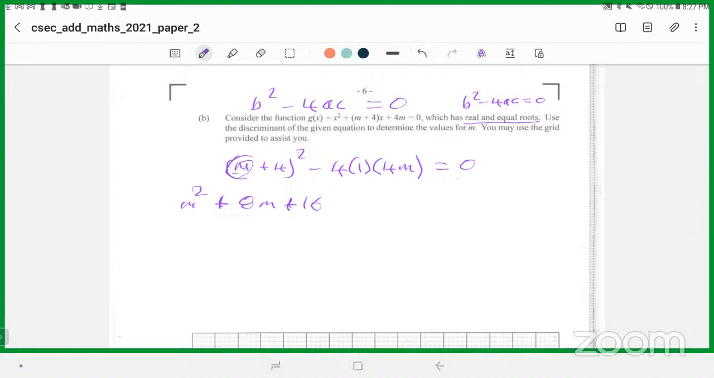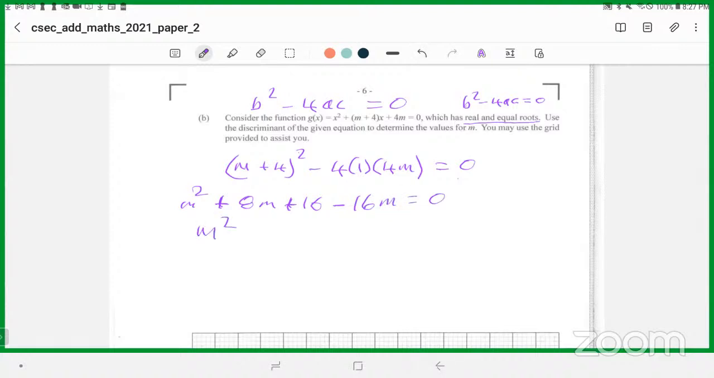The first term squared, the middle term is twice the product of these two things. So we multiply these two things, get 4m, and double it to 8m. And then this 16 is the second term squared. That's what you do when you expand a perfect square. This becomes minus 16, 4 times 4 is 16. Minus 16m equals 0. Put it in the standard form.